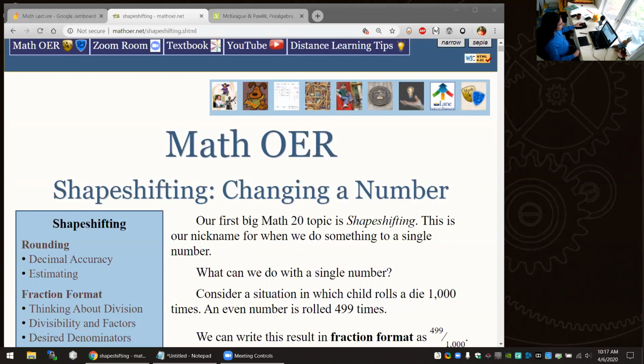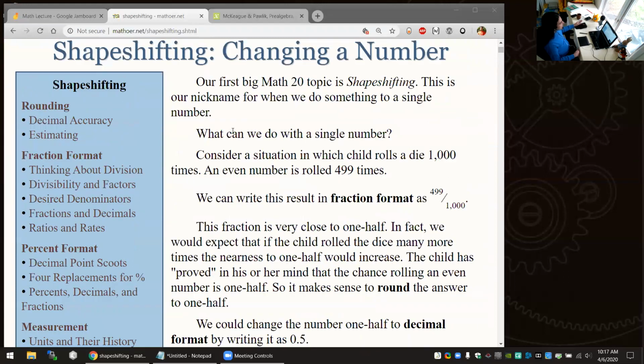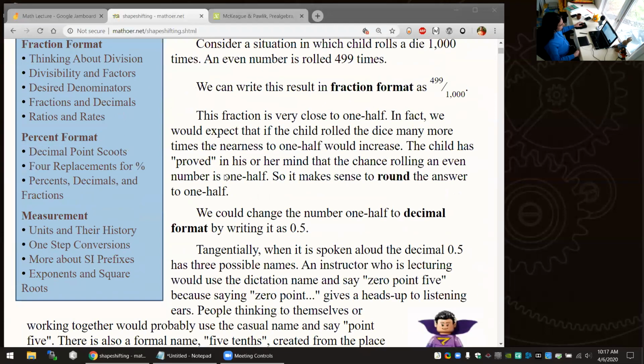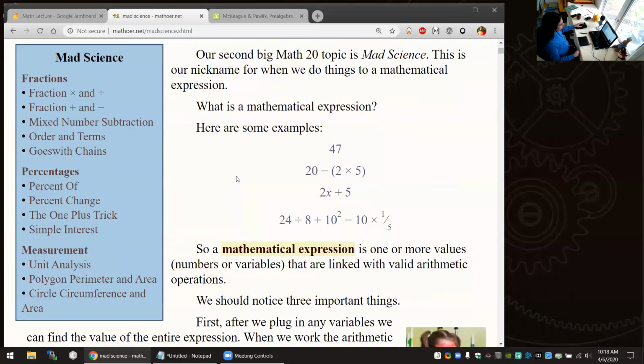So the shape-shifting chapter, I don't know if anyone is old enough to have watched Wonder Twins growing up, is all about things you don't do just one number at a time. Once we're done with shape-shifting, we'll go to mad science, where you are playing with things and squishing them together and seeing what comes out. We'll again talk about fractions and percentages and measurements, but the subtopics are about the specific skills, and they're related to each other more as putting things together in a mathematical expression than as a fraction thing or a percent thing.